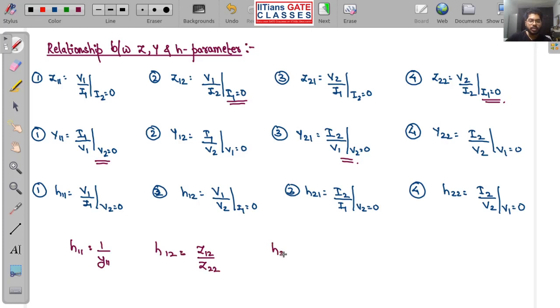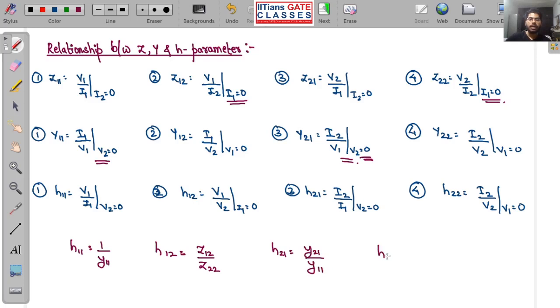What about H21? H21, you can see, is V2 equal to 0. So that means where should I look? I should be looking in the Y parameter because it is a short circuit parameter. I require I2 by I1. So how can I get that? Here it is V2 equal to 0, and here it is V2 equal to 0. So this will be Y21 by Y11.